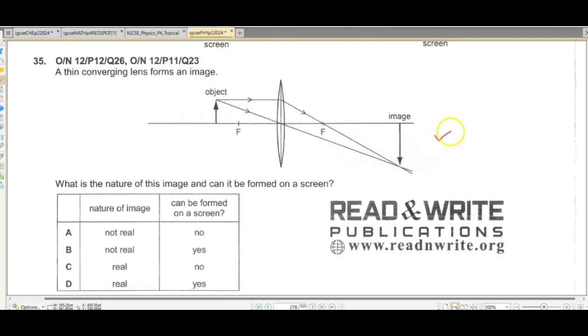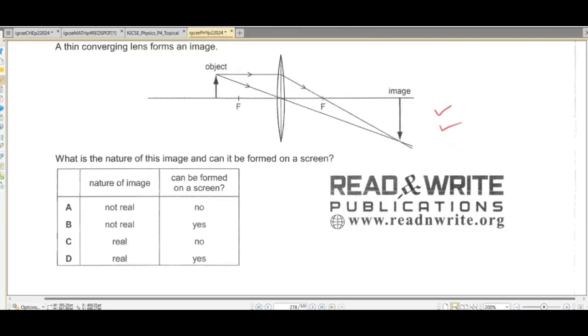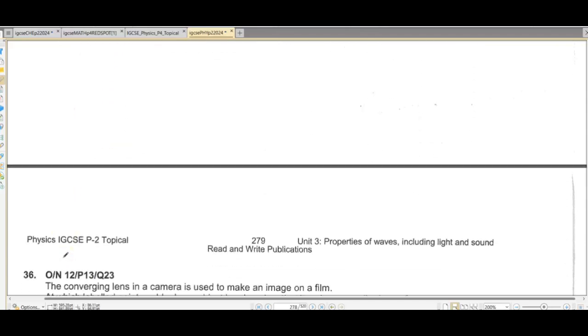So yes, this is a real image, and obviously, if it is a real image, it can be formed on the screen as well, because this is the distinction that we get between the real image and the virtual image: real images can be formed on a screen and virtual images cannot be formed on a screen, and virtual images are on the same side as that of the object, and the real images are on the other side. So the nature of the image is real, and yes, it can be formed on screen. D is our correct option.